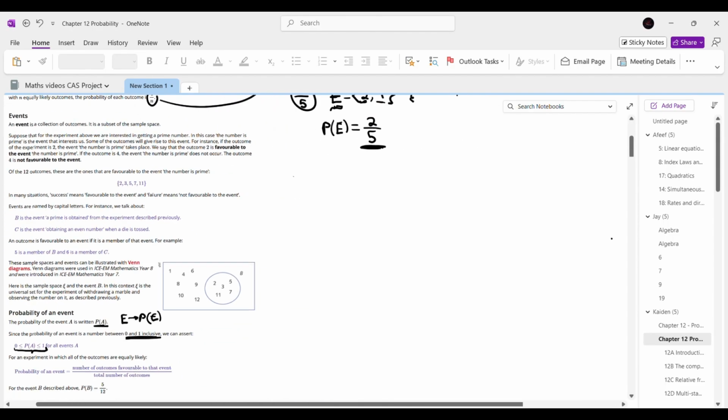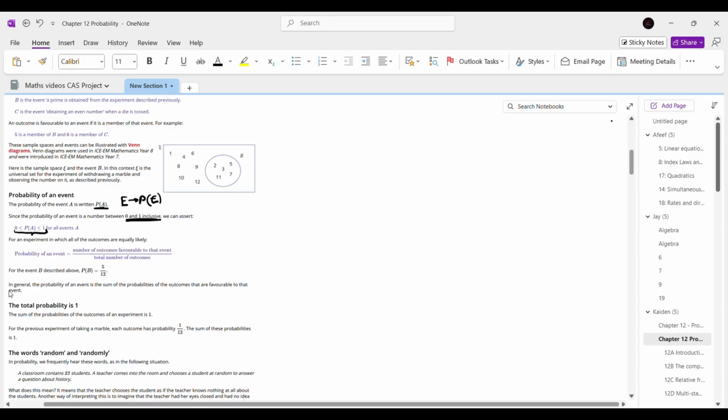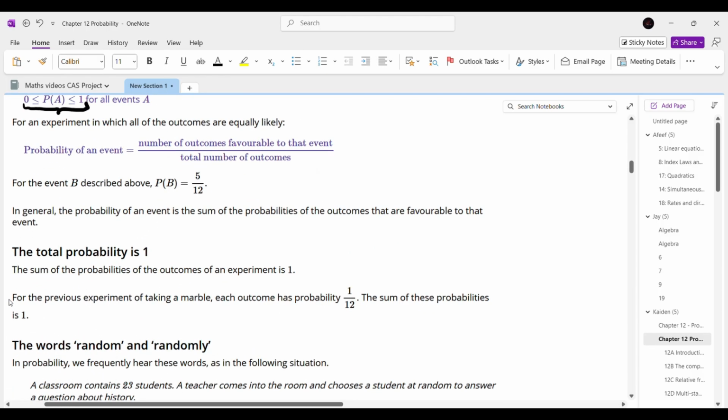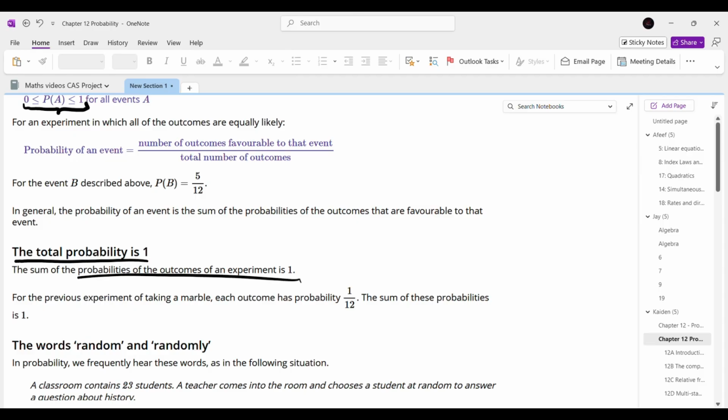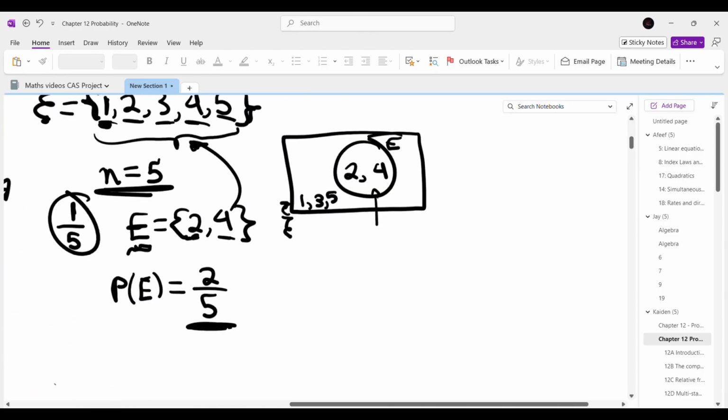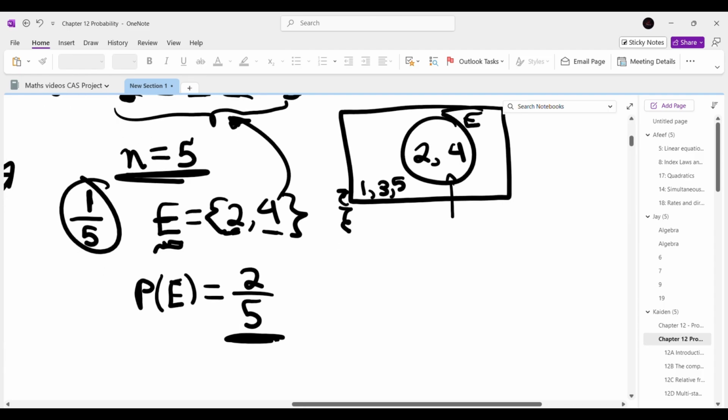That is the probability of this experiment. Another thing you want to know is that the total probability of all possible outcomes in an experiment always sums to 1. So, let's say back here, obviously we have the probability of it being even is equal to 2 over 5. But what about these other outcomes here?